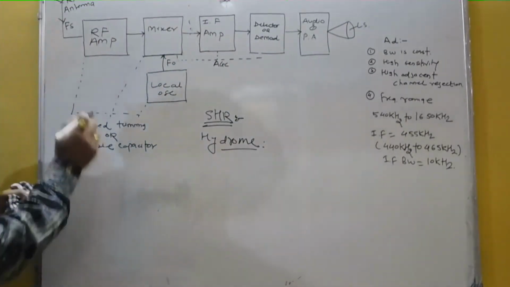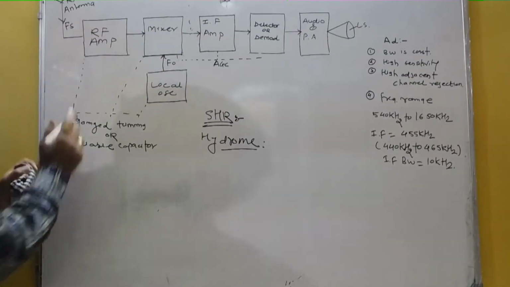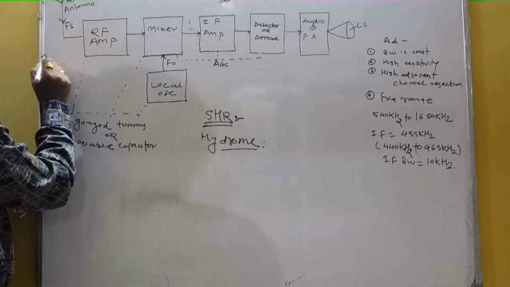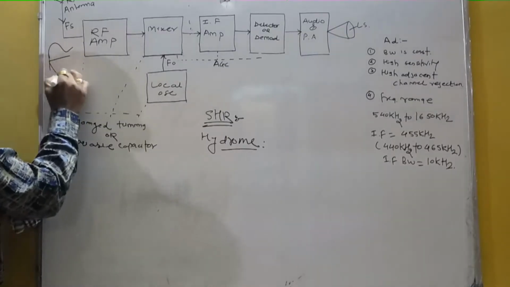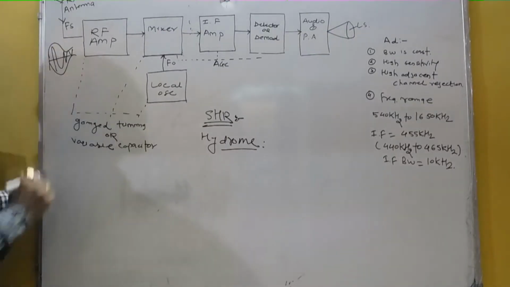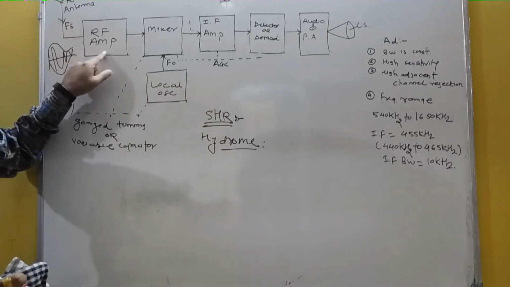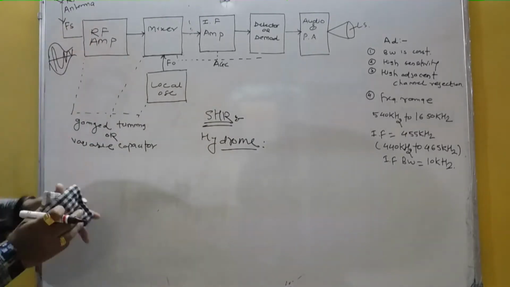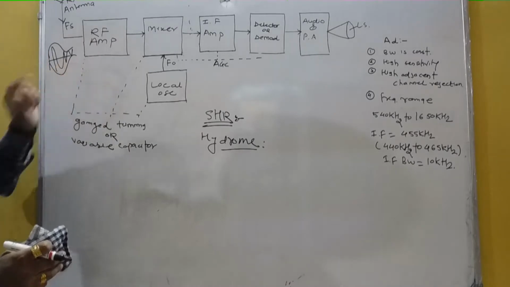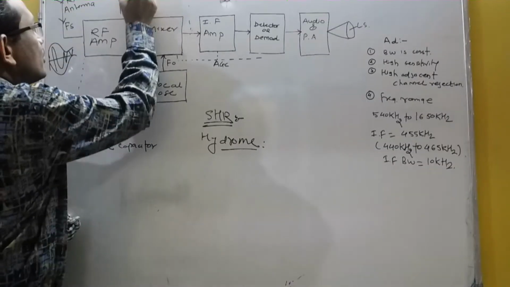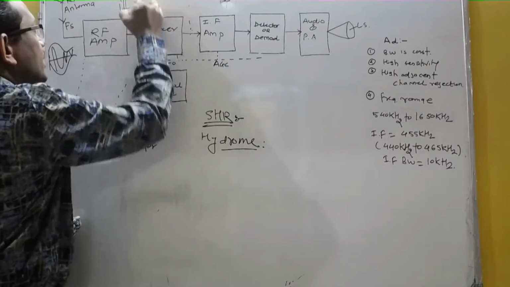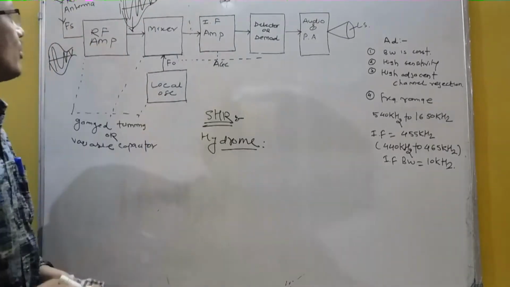So in this case, this is a receiving antenna which receives your signal in terms of AM. So this is the AM signal that is received at the input of your receiver. That is applied to the RF amplifier. This RF amplifier will amplify this weak AM signal, so it produces the amplified version of your AM signal.